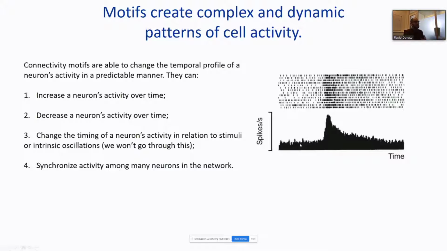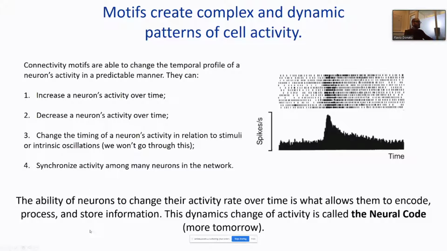So in the last instance, connectivity motifs are able to increase a neuron's activity over time, decrease the neuron's activity over time, change the timing of this neuron's activity in relation to the stimulus or to the oscillation, or synchronize activity between many neurons in the network to create those ensembles that I told you about before, and that I will tell you about in the next lecture, okay? So in the end, the ability of neurons to change their activity rate over time is what allows our brain to encode, process, and store information. And this is what we are going to talk about tomorrow when we talk about the neural code.